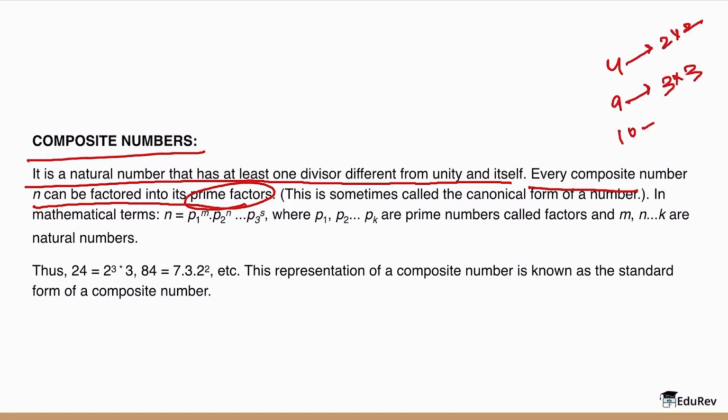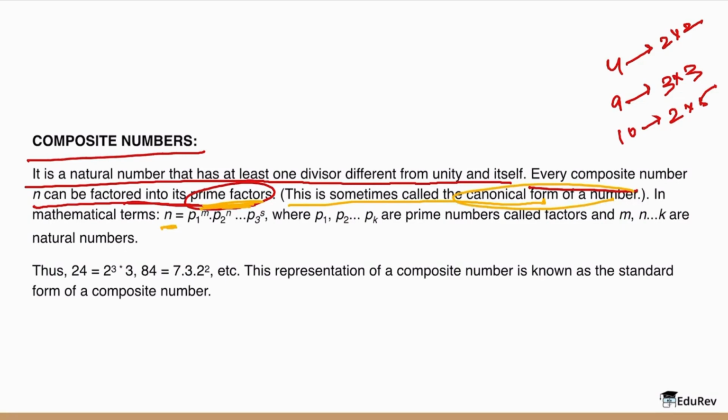If I take 10, 10 can be written as 2 into 5. So what they want to say is that every composite number can be factored into its prime factors, not prime numbers. Now this is sometimes called the canonical form of a number. Here n is any number, and there are going to be prime numbers which, when multiplied, are going to yield that composite number.